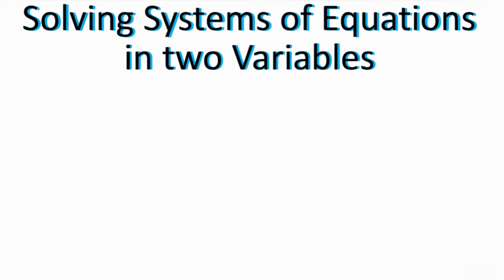We'll be solving systems of equations in two variables. And what we really are going to focus on are two lines. What happens when we have two linear equations? Well, there's only three things that can happen when we have two lines.